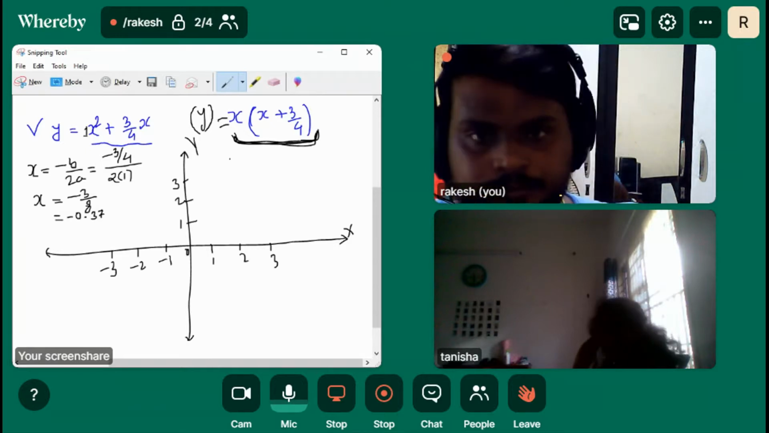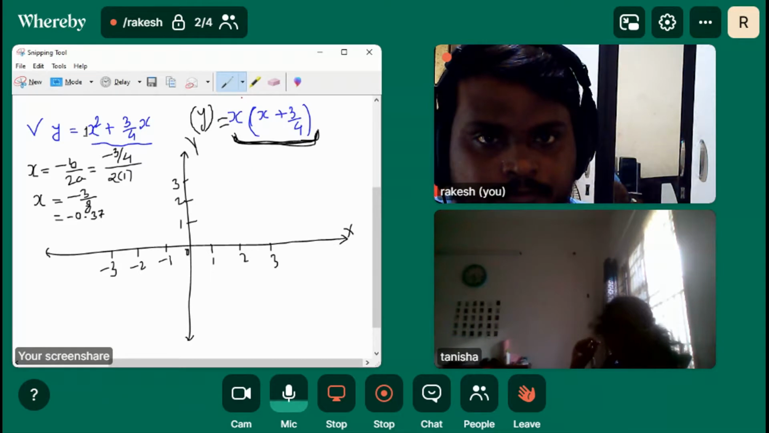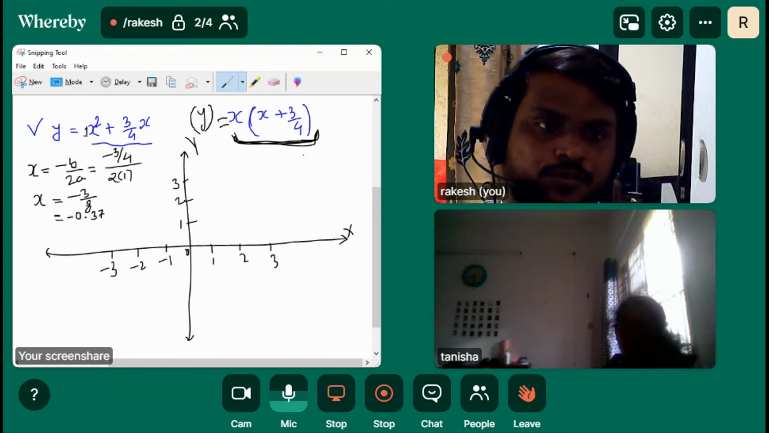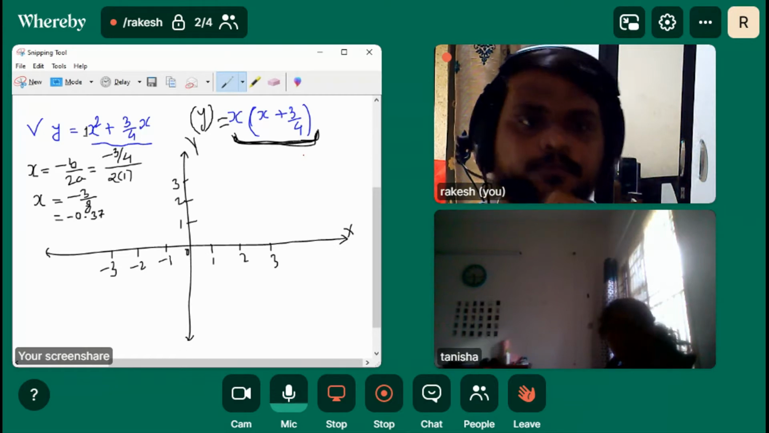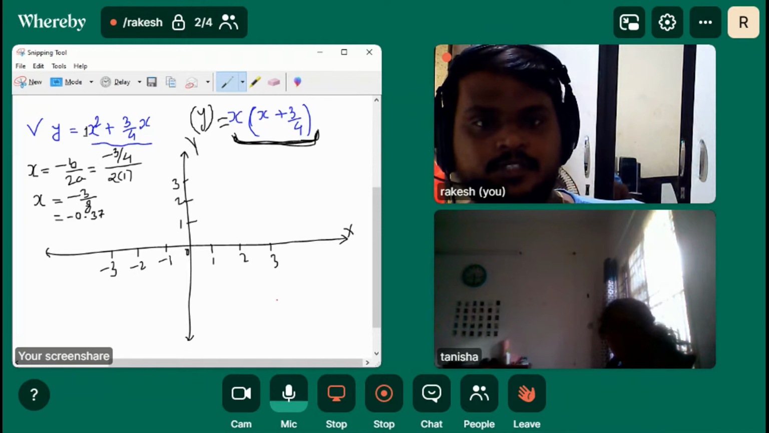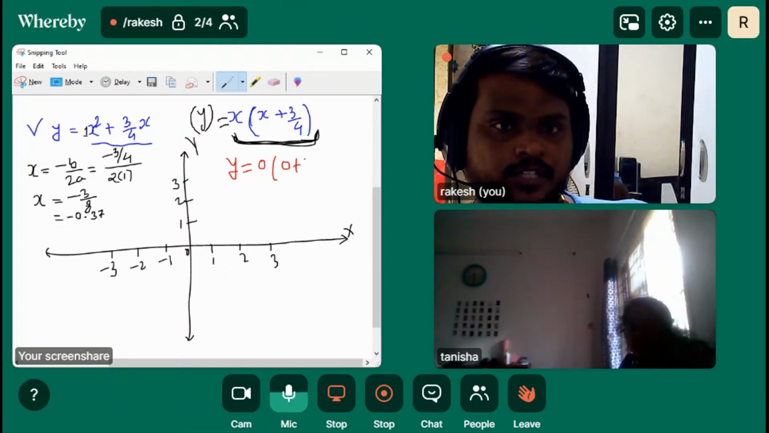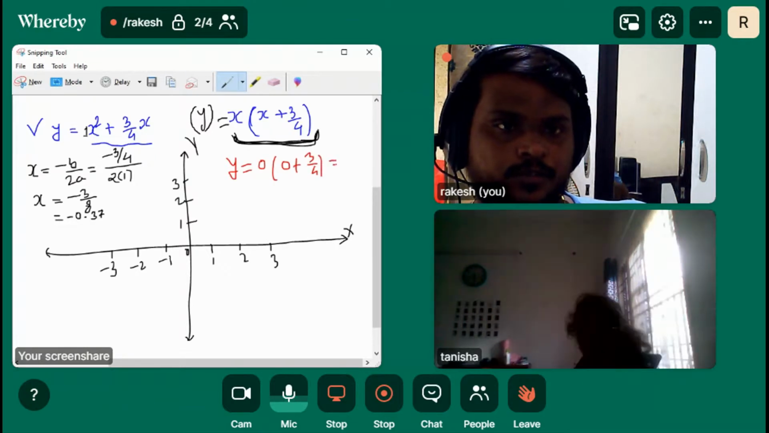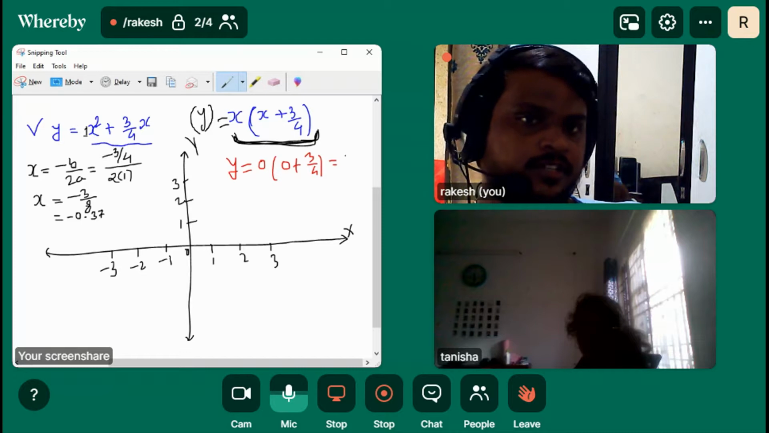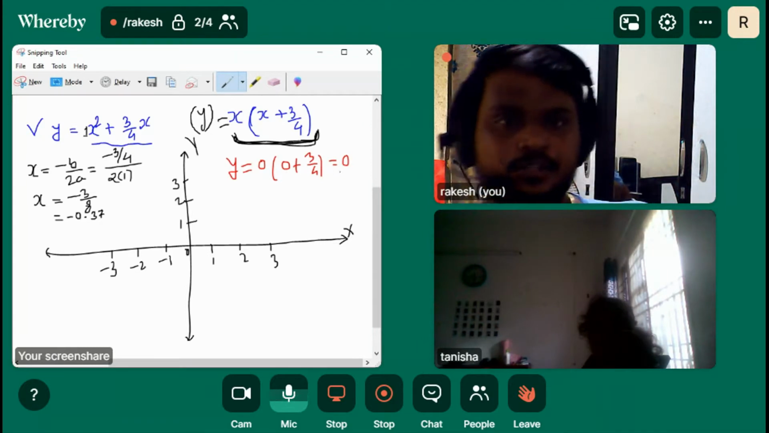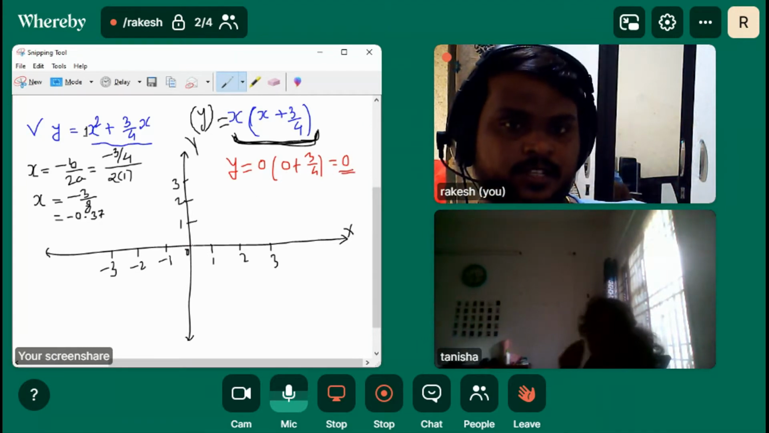If x is equal to 0, then y value would be 3 by 4. Are you sure? You plug that in the equation, x is equal to 0. What is the y value? See, I'm plugging x is equal to 0, so 0 plus 0 into 0 plus 3 by 4. 0 into anything will be 0, isn't it? So you are getting 0 for y. Means this is one of the x intercepts.